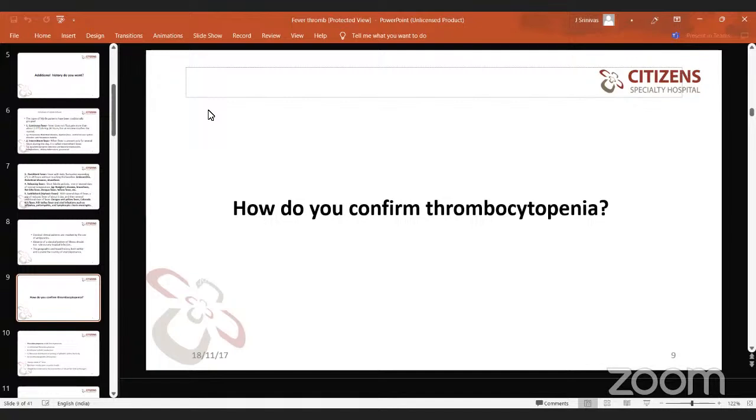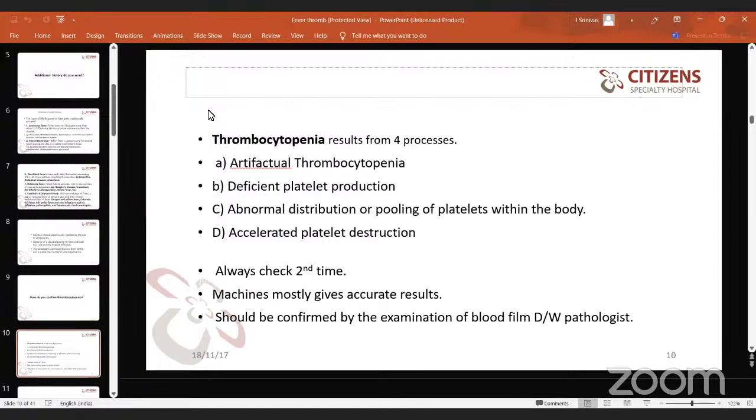But other types of thrombocytopenia are there. Most of the times the machine gives the correct number, but the next confirmation step is with the pathologist. Thrombocytopenia can be through 4 processes. One is artifactual, that is due to the machine, so always confirm with the pathologist. There can be deficient platelet production, or abnormal pooling of platelets within the body, or platelet destruction. So always check for the second time.